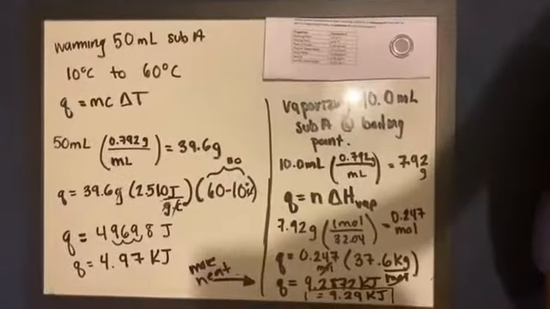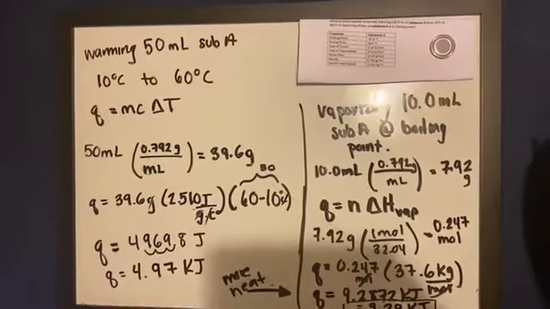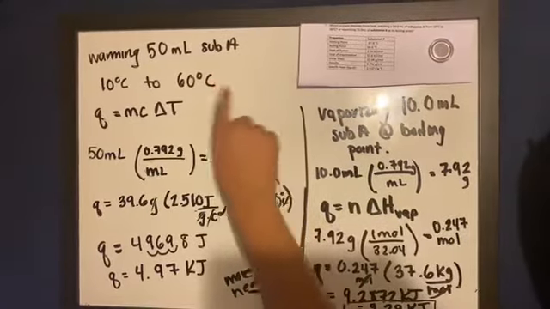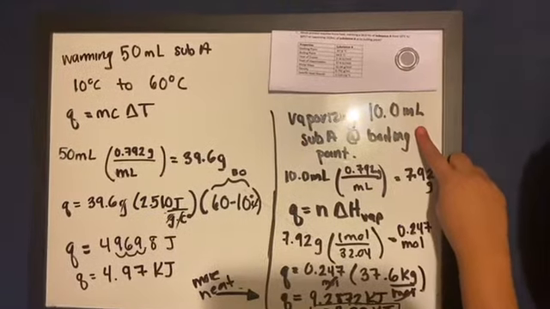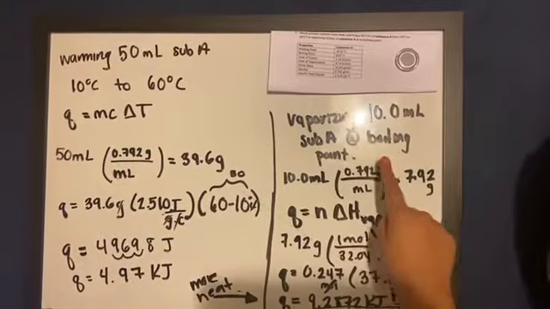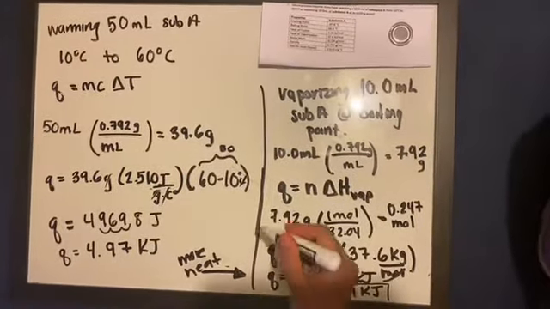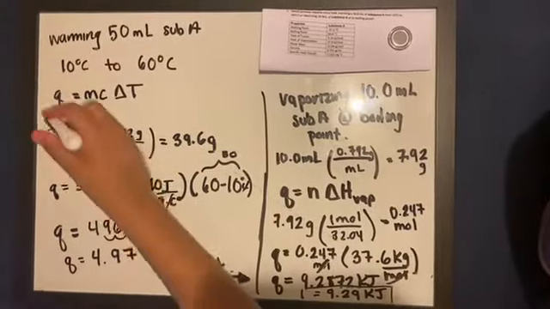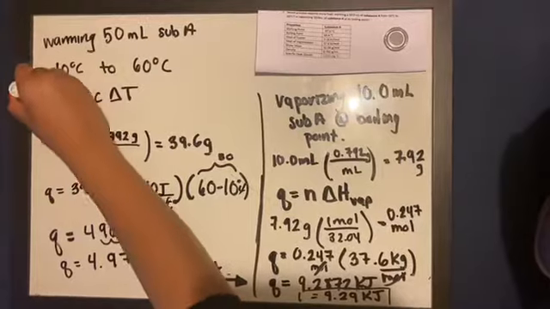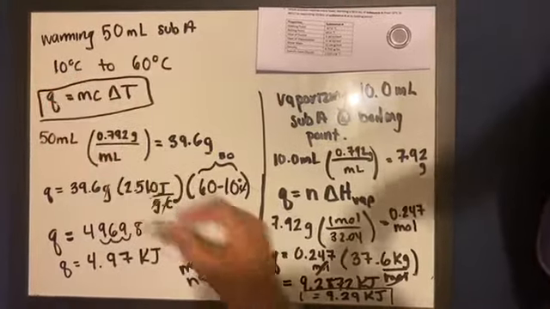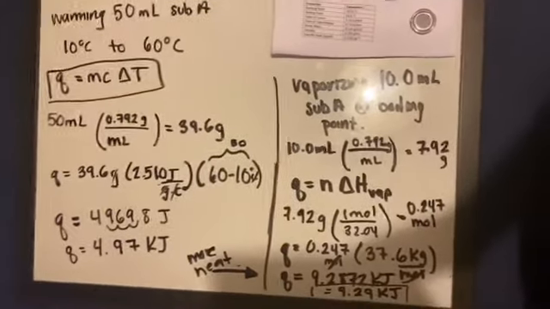So for question number 7, we are trying to figure out which requires more heat: warming up 50 milliliters of substance A from 10 degrees Celsius to 60, or vaporizing 10 milliliters of substance A at its boiling point. So to do this, you require two different heat equations. For when you're just warming it up and you're not vaporizing, you use Q equals the mass times the specific heat times the change in temperature.